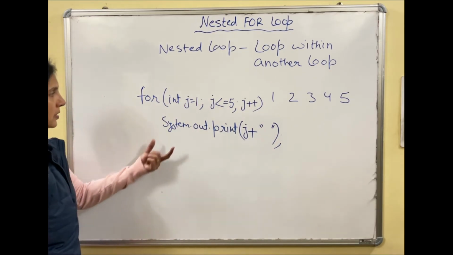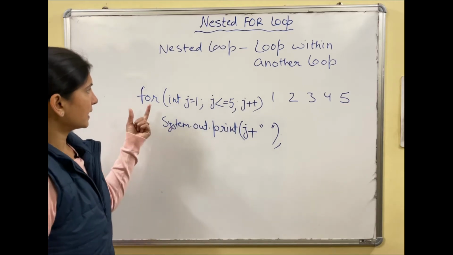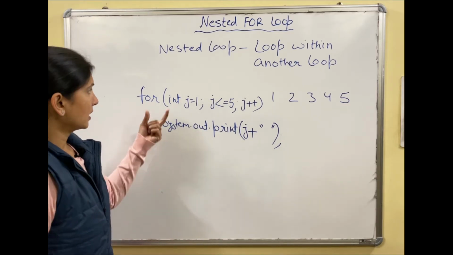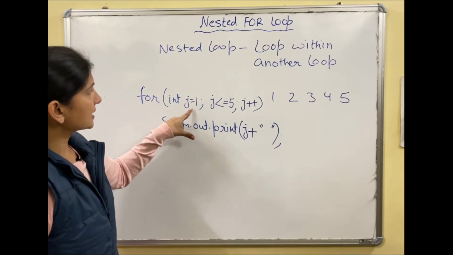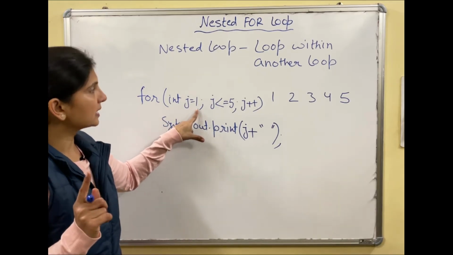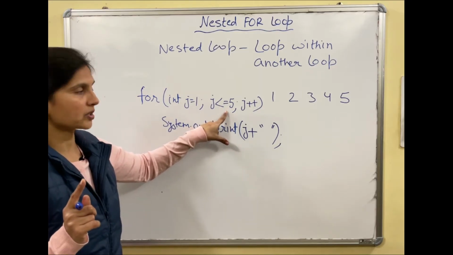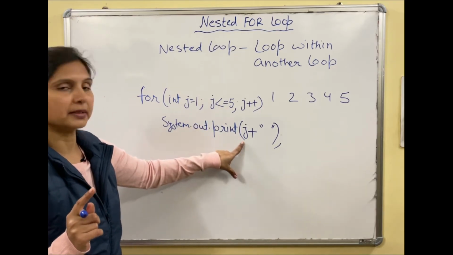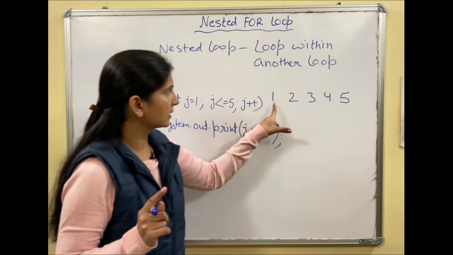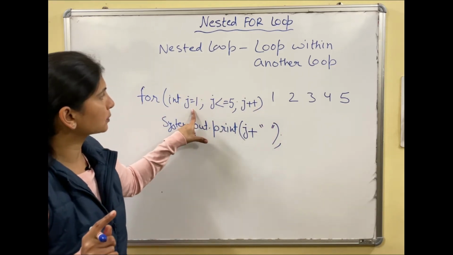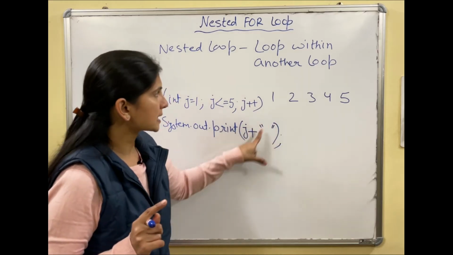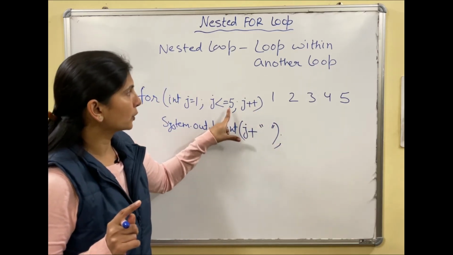Fine. As there is only one statement, I am not giving any braces. Okay. So how will this loop run? j equals 1. j is initially 1. j less than or equal to 5. The condition is true. Then j will be displayed. So what is j? 1. So 1 will be displayed. Then a space. Again j will become 2. Then 2 will be displayed. The same way 3, 4, 5.